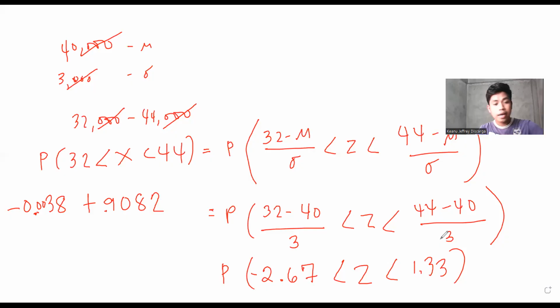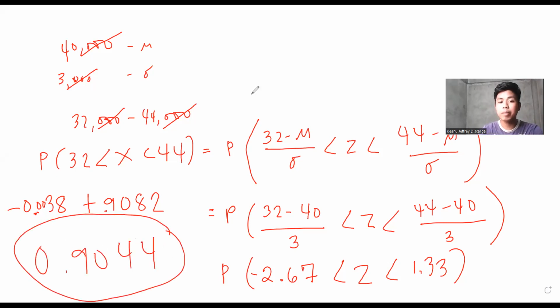So let's try to add 0.9082 plus minus 0.0038. Ang sagot ay 0.9044. So this is the final answer. This is the probability which is also equivalent to 90.44%. Okay? Okay, let's move on with the next problem.